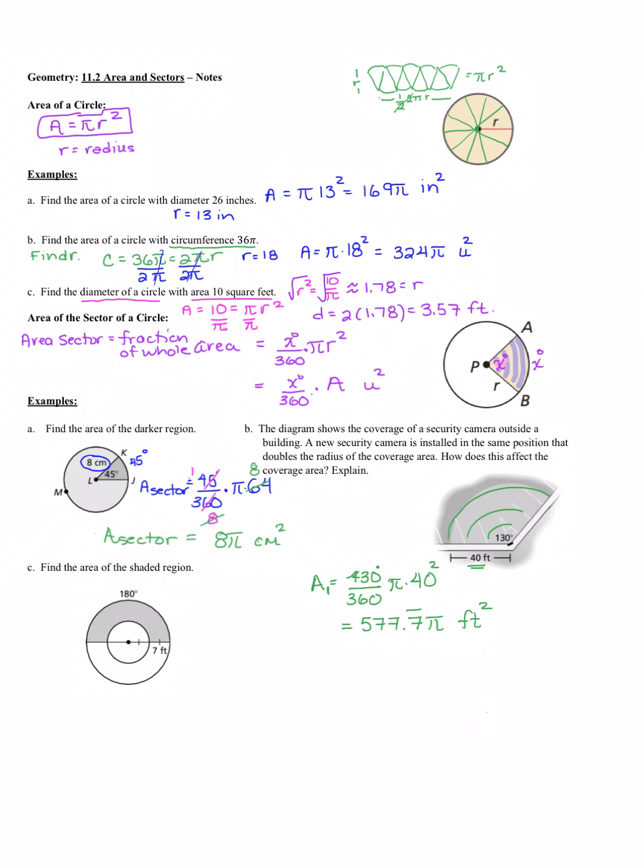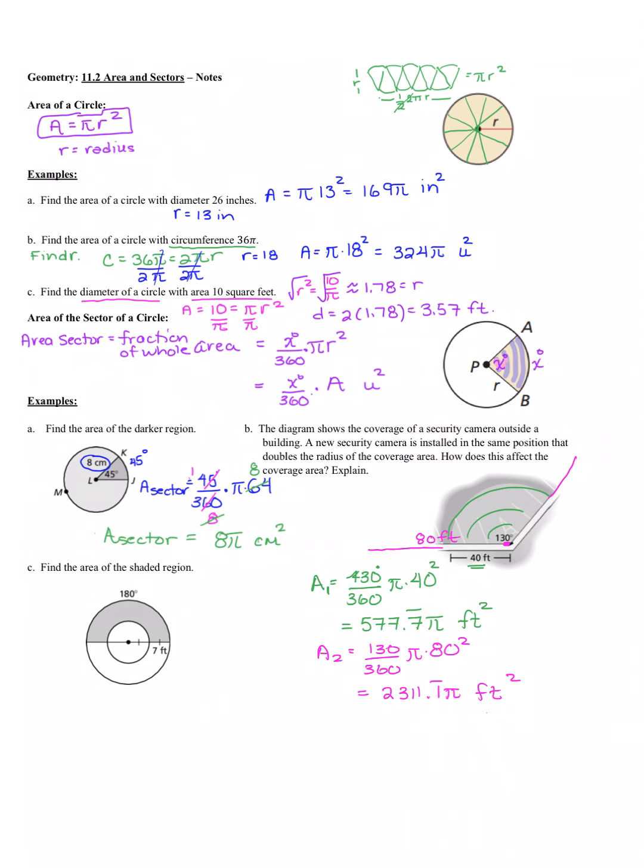But then we come along and we install in the same spot something that's going to double the radius. So we can have 80 feet out being covered. So this we're going to call area 2. So notice 130 out of 360. Now it's going to be pi 80 squared. So when we simplify that, we get 2,311.1 repeating pi feet squared.